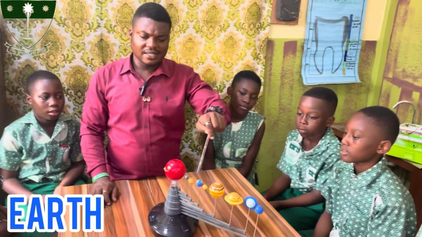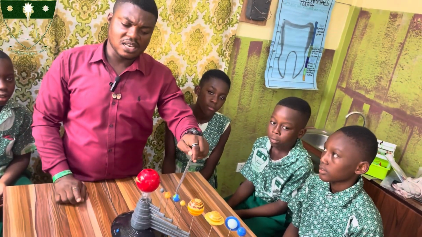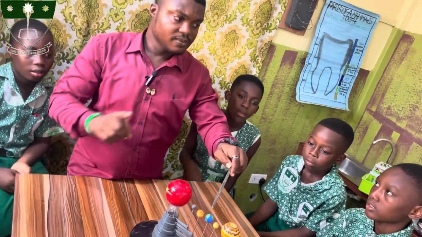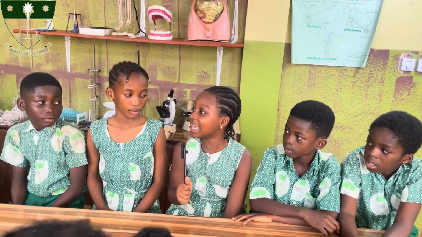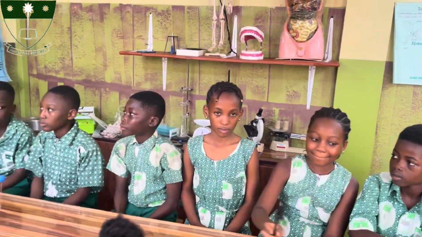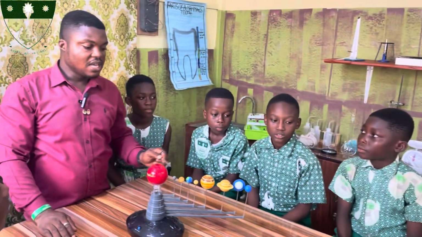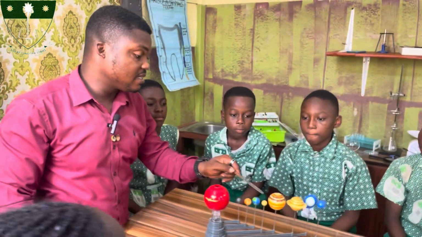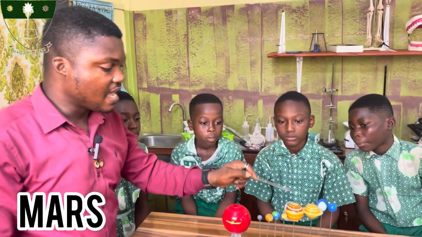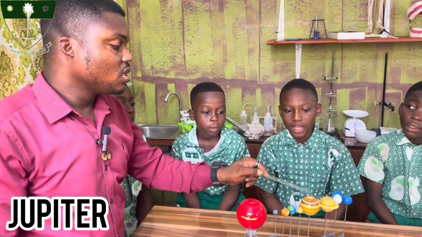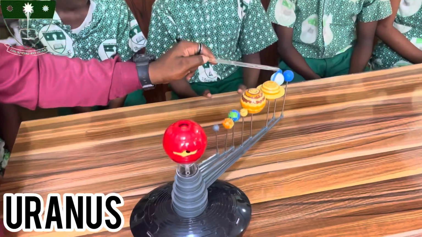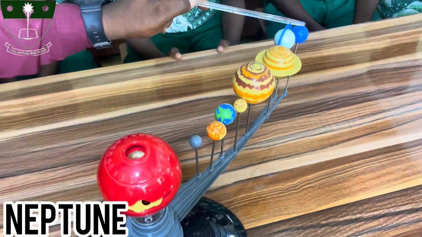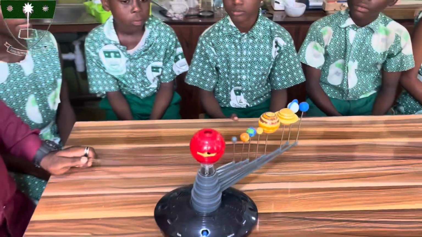And the Earth is the only planet that can sustain life because it has water and air, because it has water and oxygen on it. After the Earth, the next planet is Mars. Then we go to what? Jupiter. From Jupiter, Saturn. Saturn, Uranus, and Neptune. Beautiful. You have all done very well.